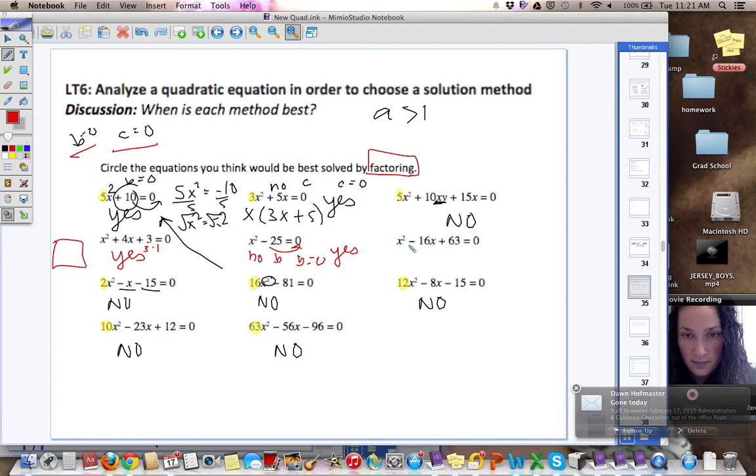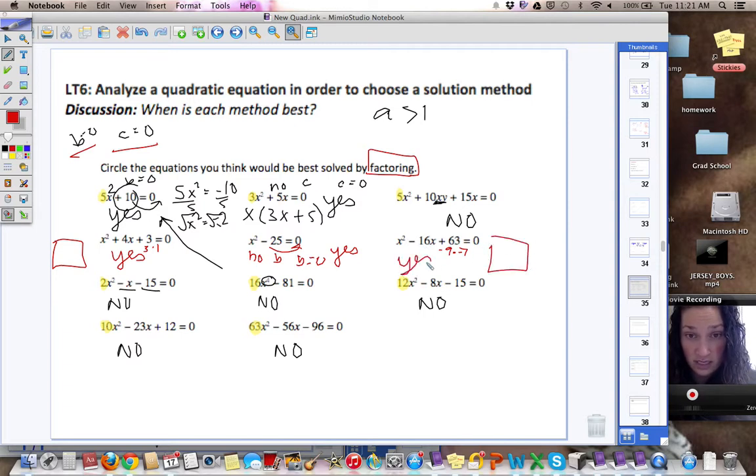Over here, 63. So let's see, what's that? 9 times, I think, 7. 9 times 7 gives me 63. If I make them both negative, it's still 63. And negative 9 plus negative 7 is negative 16. So I could make a box on this, giving me a yes.